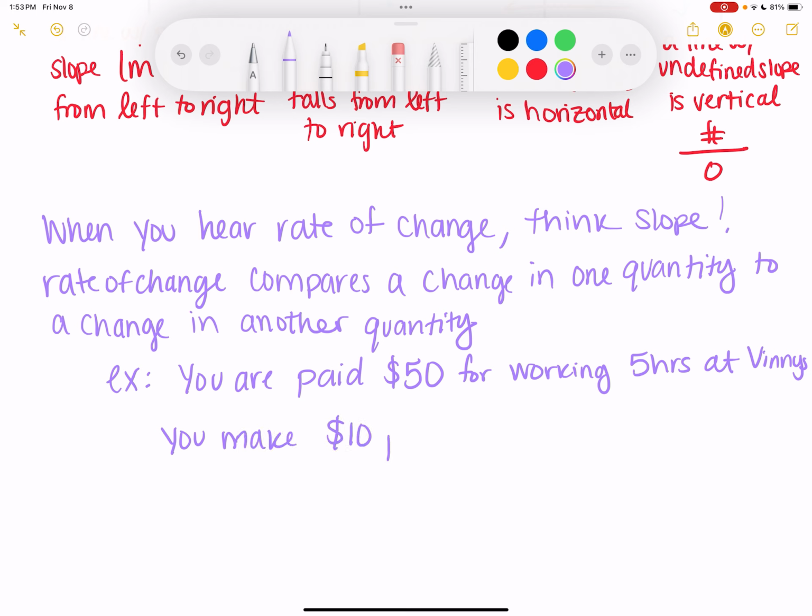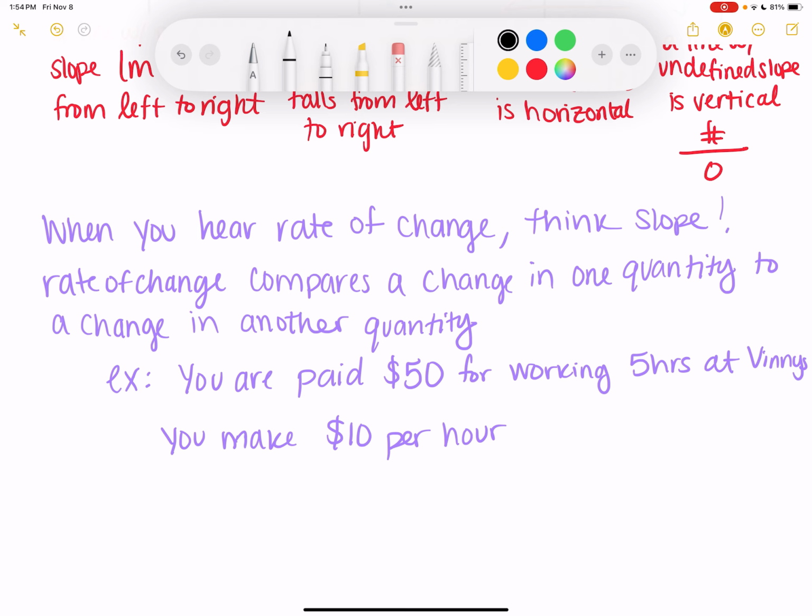$10 per hour. That's a scale. Yeah. Okay. At Vinny's? Yeah, that's a scale. McDonald's pays, pretty sure that's minimum wage. Minimum wage used to be $7.25, pretty sure it's like 15 now.